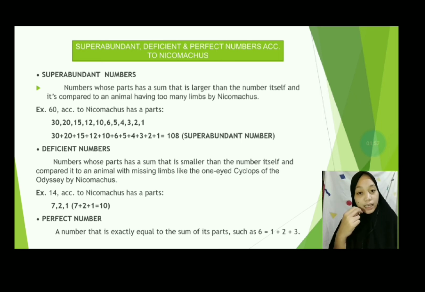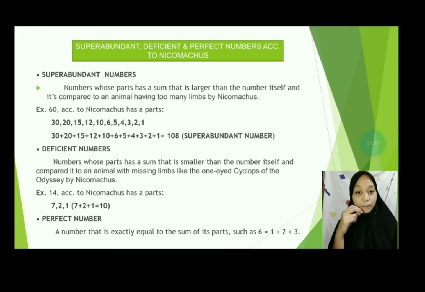So an example is 60. According to Nicomachus, it has parts 30, 20, 15, 12, 10, 6, 5, 4, 3, 2, and 1. So when we add these parts of 60, it will give us an answer of 108, which is larger than 60. So it is called a superabundant number.